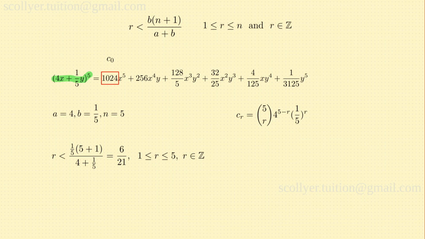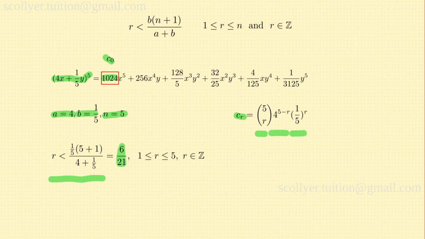So in this case, we can see that the largest coefficient is 1024, which is c sub 0, a equals 4, b equals 1/5, n equals 5. The general coefficient, c sub r, is 5 choose r times 4 to the 5 minus r times 1/5 to the r. And with those values of a, b, and n, the inequality for r becomes r is less than 1/5 times 5 plus 1 over 4 plus 1/5, which reduces to 6 over 21.